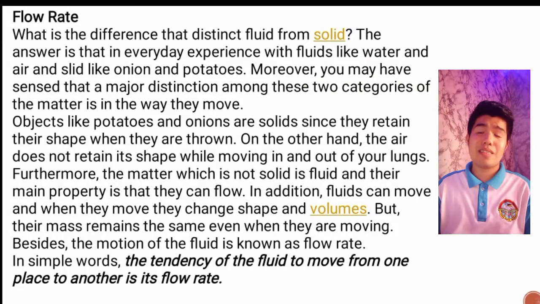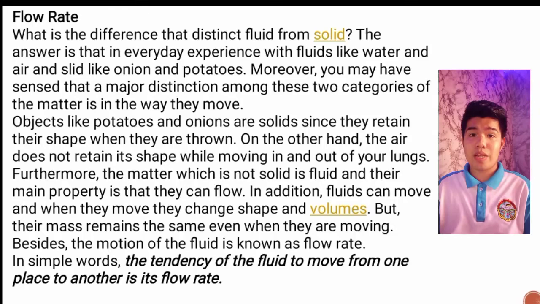Flow rate. What is the difference that distinguishes fluid from solid? The answer is that in everyday experience with fluids like water and air, and solids like onions and potatoes, you may have sensed that a major distinction between these two categories of matter is in the way they move. Objects like potatoes and onions are solids since they retain their shape when they are thrown. On the other hand, the air does not retain its shape while moving in and out of our lungs.